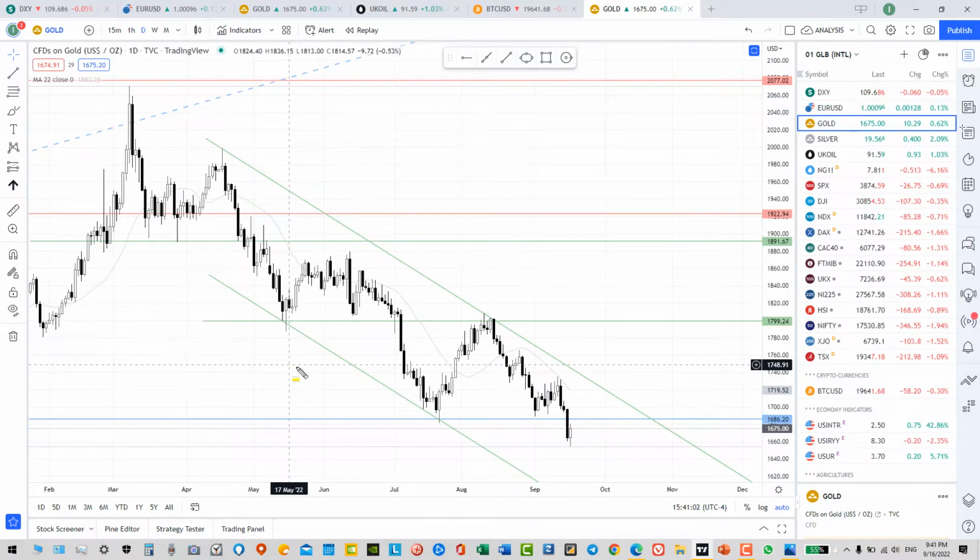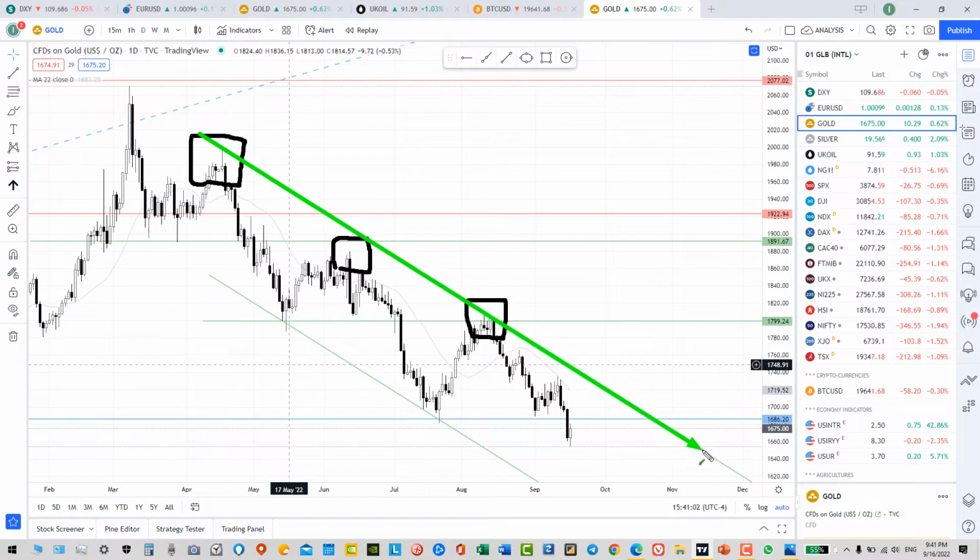We can see that we are having a collection of falling peaks, and these falling peaks can be easily connected by a downtrend line, as well as we do have falling bottoms, and this can also be connected with a downtrend channel line. So it's clear that over the short term, falling peaks and falling bottoms are characteristic of a well-established downtrend.